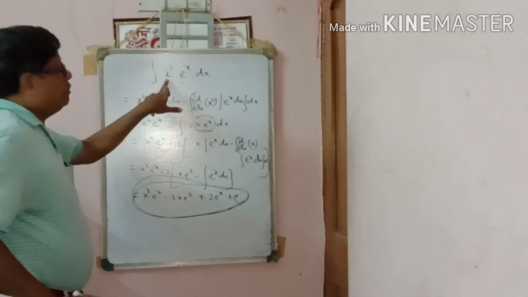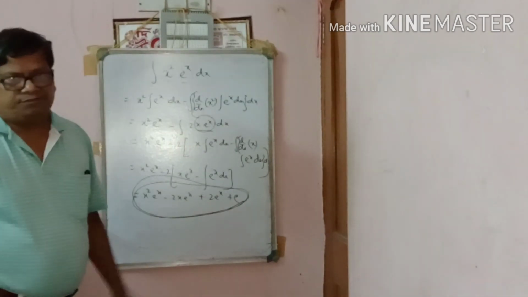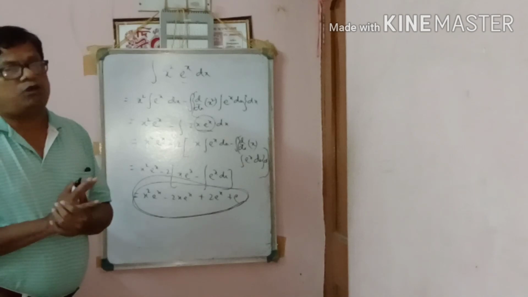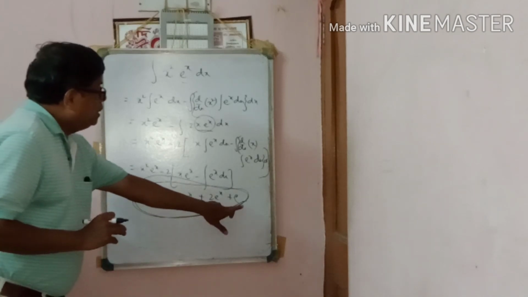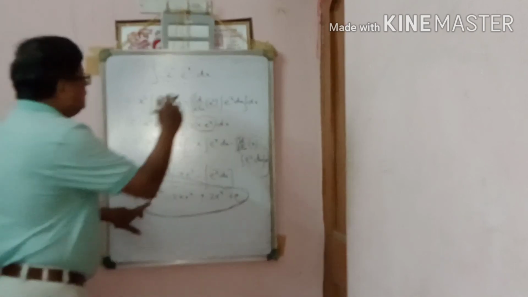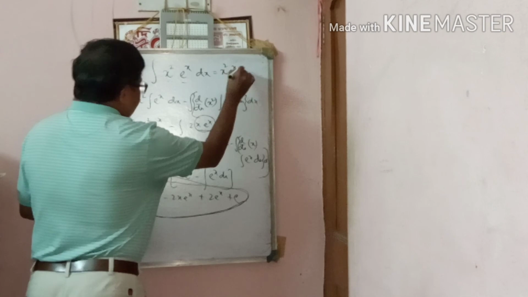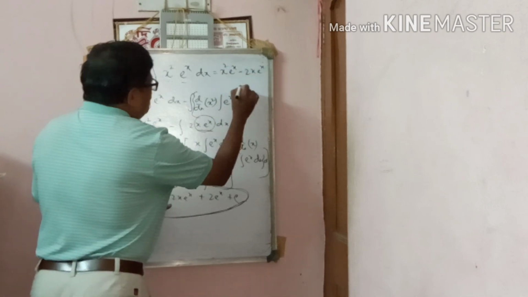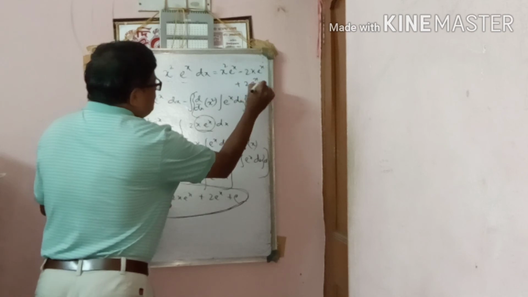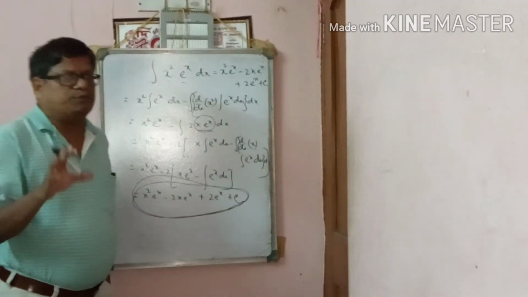Suppose the power is x to the 5 or x to the 6, it takes a long time. But in an entrance exam, how to solve? The shortcut method, I am saying. See here, this answer is coming: x square e to the power x minus 2x e to the power x plus 2 into e to the power x plus constant c. So this sum I am showing by the shortcut method. Look here.